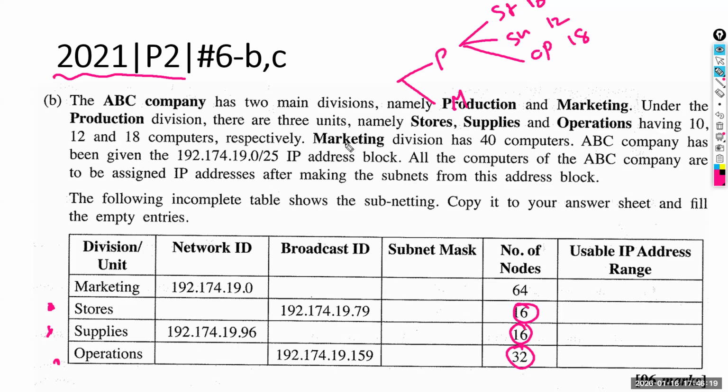So then the marketing division, that is the second big division, has 40 computers. So 40 means 64, because 32 is not enough. Basically, this is the first separation, and this is subdivided into 3 subnetworks again. 2 subnetworks, and this is further divided into 3 subnetworks. Okay.